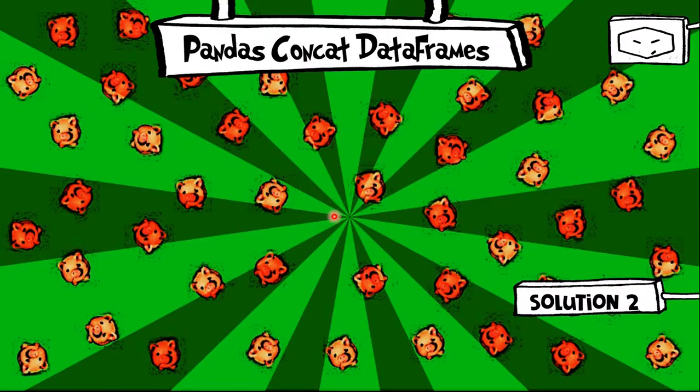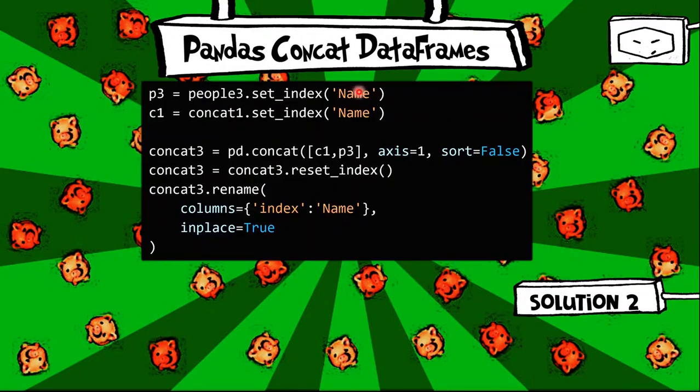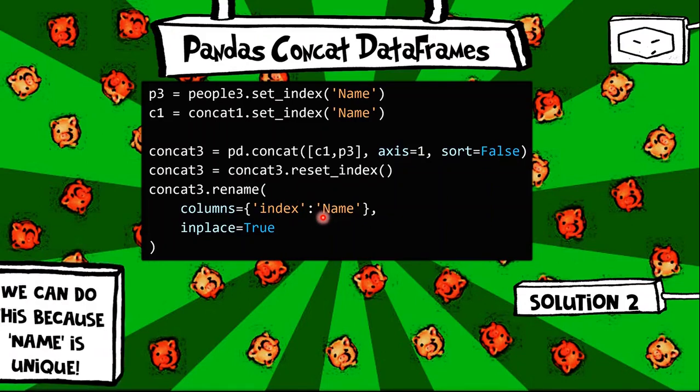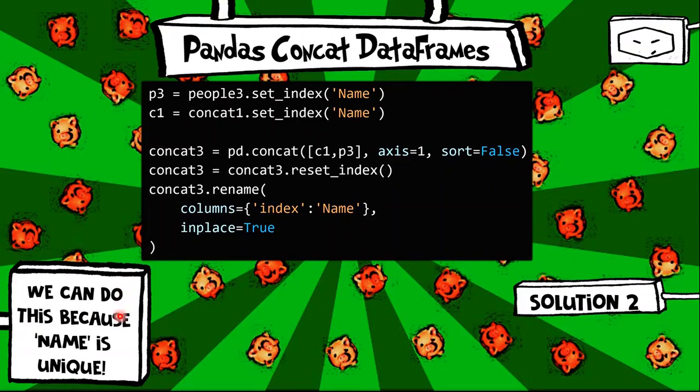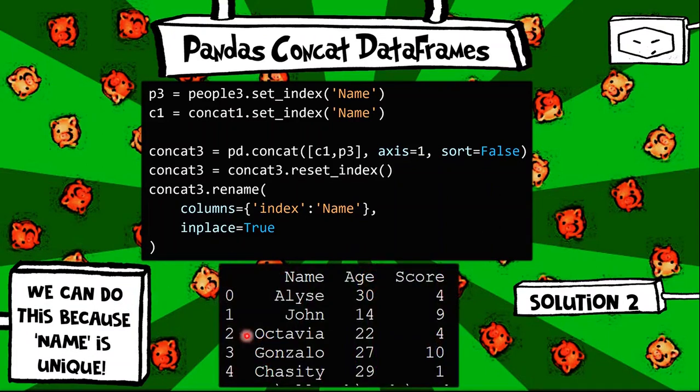We had a second solution for this problem that was setting the name as index in both data frames. Also, we needed to set the sort parameter as false, and after concat, we needed to reset the index so the name becomes a column again, and rename the column that was index to become name again. This is possible because the name is unique, and we get these results.